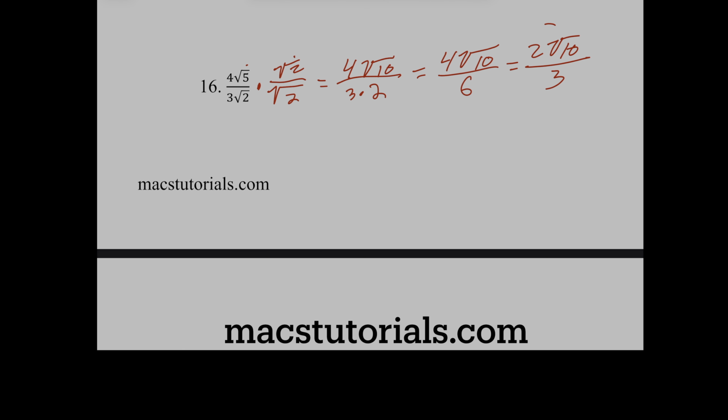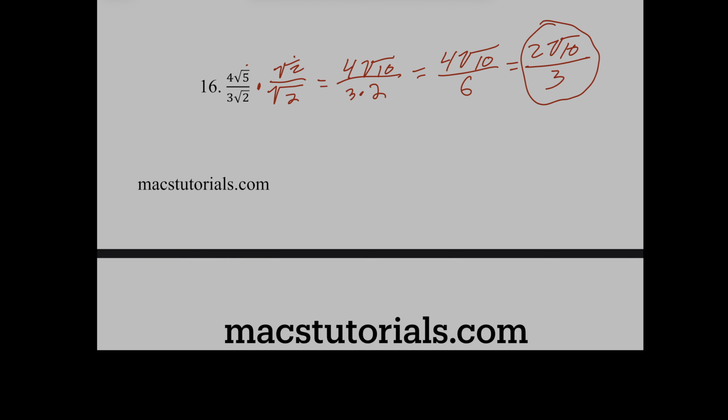And let's go on to number 16. Rationalizing the denominator, I want to multiply by root 2, and that will give me, what is that? The 4 just stays there, but I have a root 5 times a root 2, which is going to be a root 10. And on the bottom, I'm going to get a 3 times a normal everyday 2, which will give me a 4 root 10 over 6, which reduces to a 2 root 10 over 3.